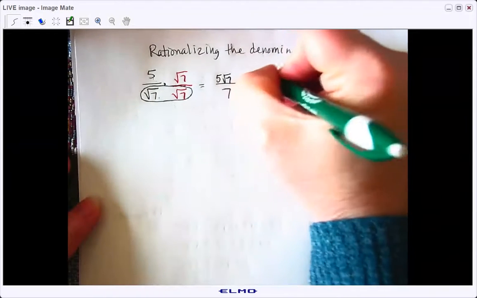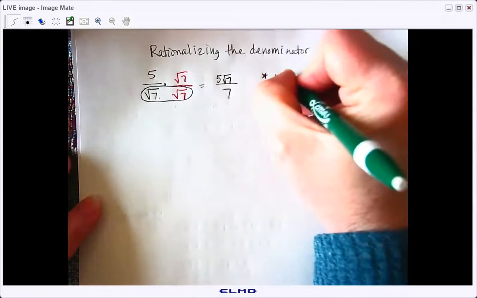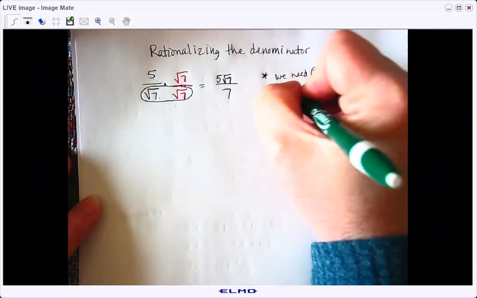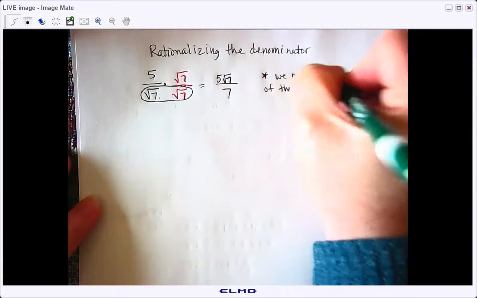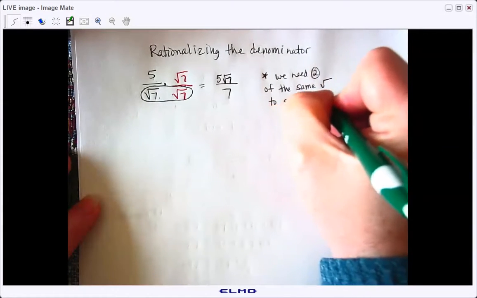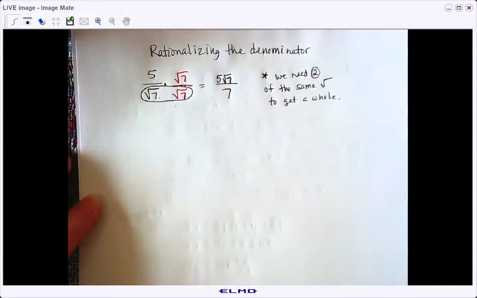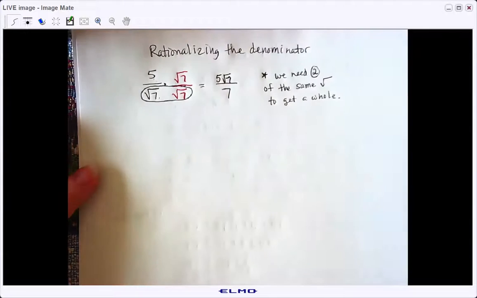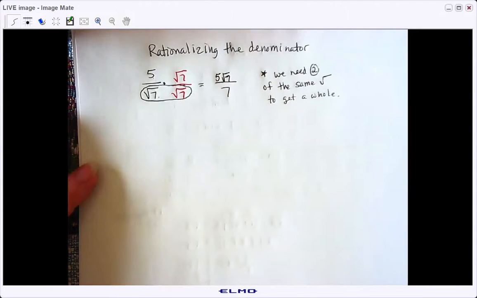So here's what we need to remember. We'll write it down. We need 2 of the same root to get a whole. And if you don't believe me, we multiply outside numbers with outside numbers and inside numbers with inside numbers. If you multiply √7 times √7, you get 49, and the square root of 49 is 7. We just don't want to have to do that extra mental step because it's more work than we need to do.